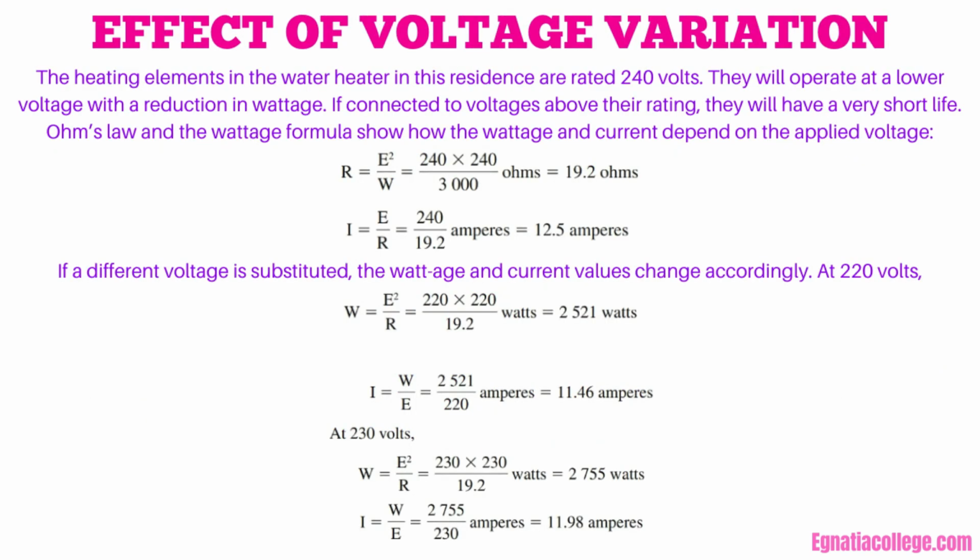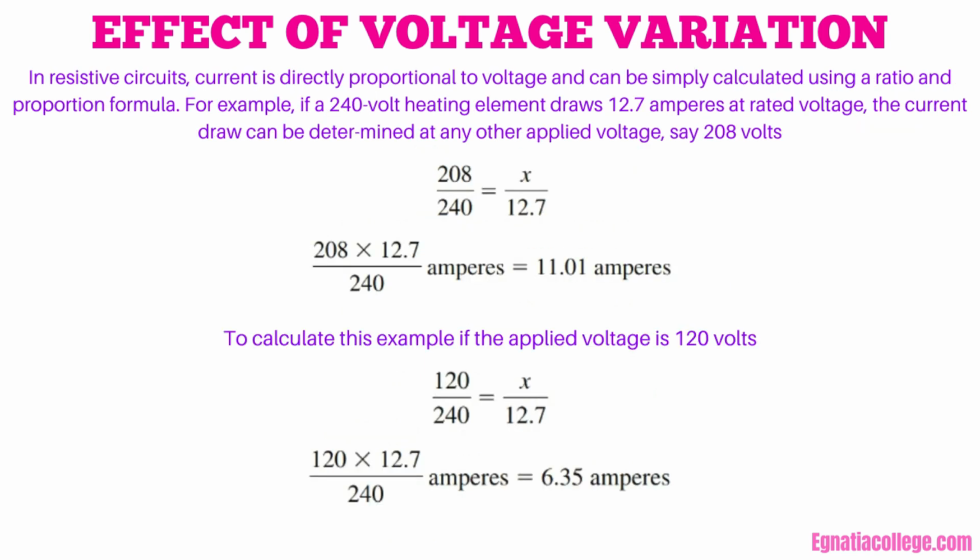The heating elements in the water heater in this residence are rated 240 volts. They will operate at a lower voltage with a reduction in wattage. If connected to voltages above their rating, they will have a very short life. In this slide, you can see the calculations. In resistive circuits, current is directly proportional to voltage and can be simply calculated using a ratio and proportion formula. For example, if a 240-volt heating element draws 12.7 amperes at rated voltage, the current draw can be determined at any other applied voltage, say 208 volts. Calculations can be seen here.